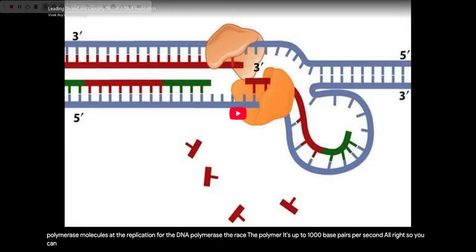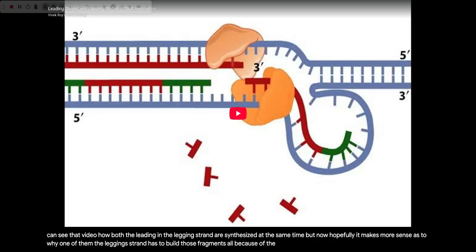All right, so you can see in that video how both the leading and the lagging strand are synthesized at the same time. But now hopefully it makes more sense as to why one of them, the lagging strand, has to build those fragments. All because of the direction at which DNA polymerase reads.